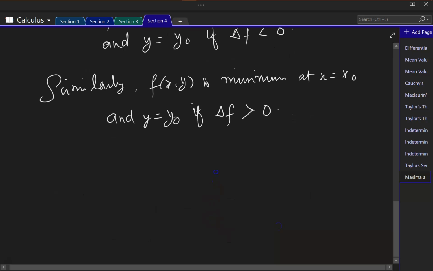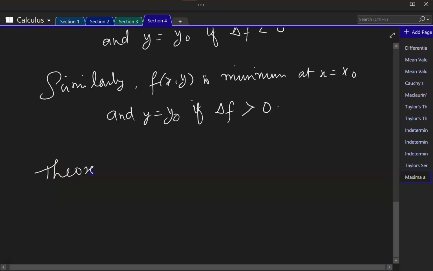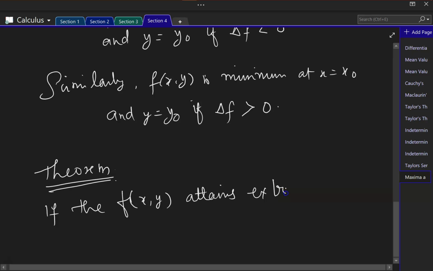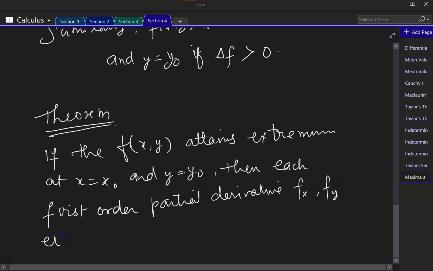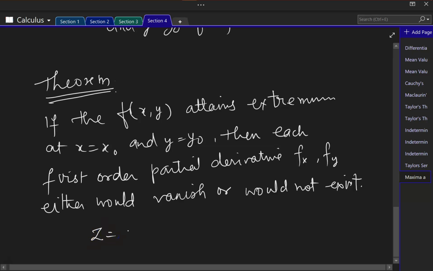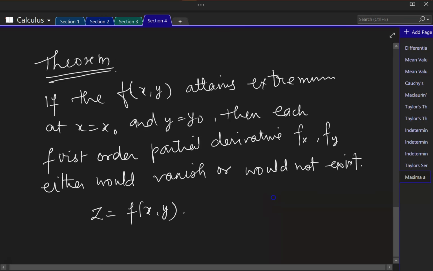Now based on this, let's look at a theorem. If the function f of x comma y attains extremum at x equal to x naught and y is equal to y naught, then each first order partial derivative fx, fy either would vanish or would not exist. So let's see, z is equal to f of x comma y, a function of two variables.